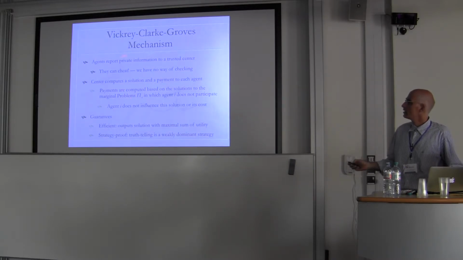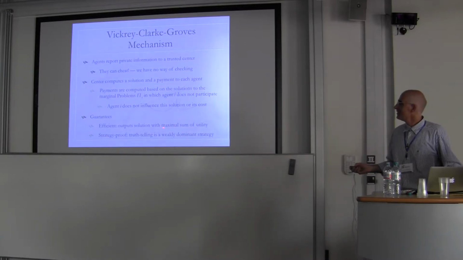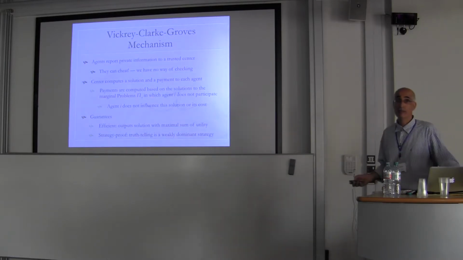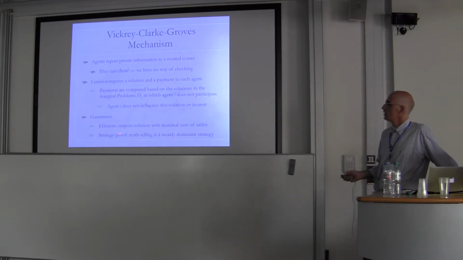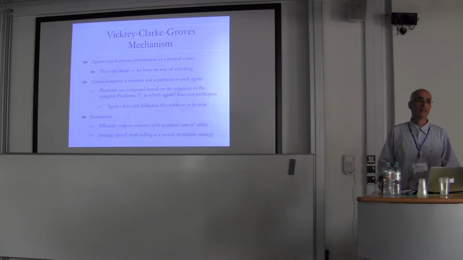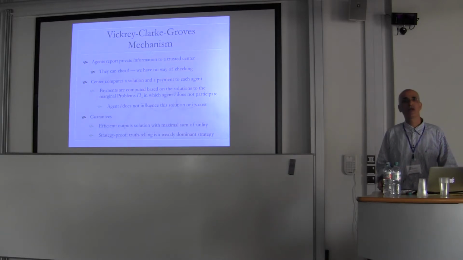What the mechanism guarantees is, first, that it is efficient: it will output a good solution. Technically, it will output a solution that maximizes the sum of utility of all the participating agents. And it's strategy proof. What does that mean? It means that truth-telling is a weakly dominant strategy. This means you gain nothing by lying. You might want to give a lower cost than your real cost, but it's not going to buy you anything. So you might as well tell the truth.